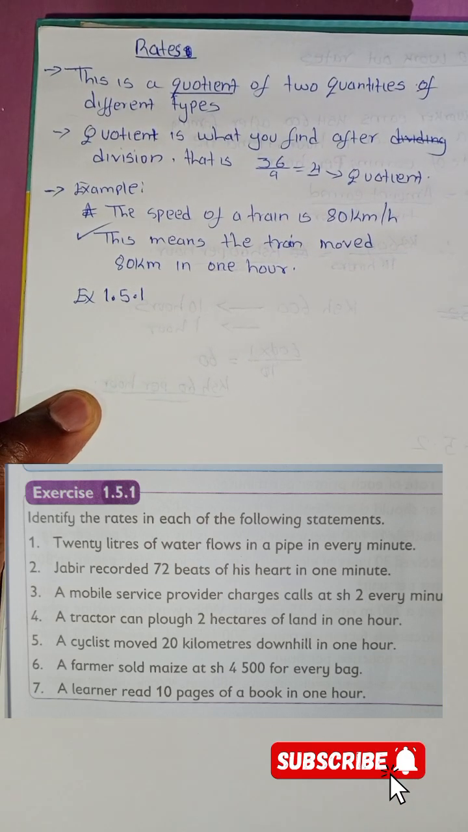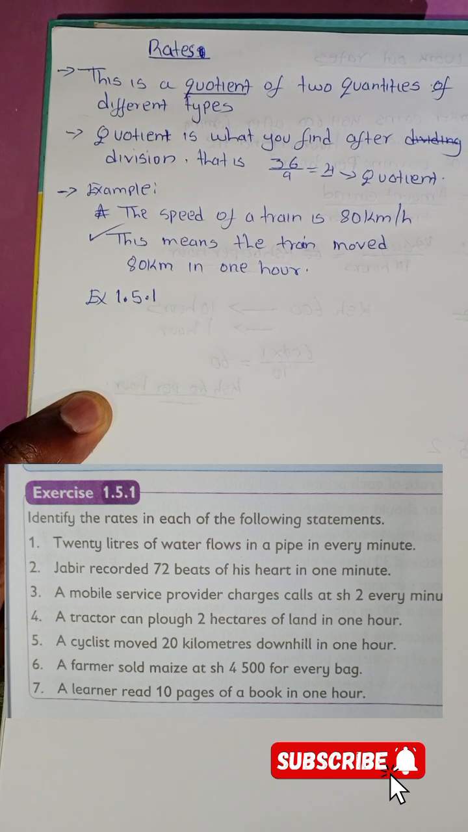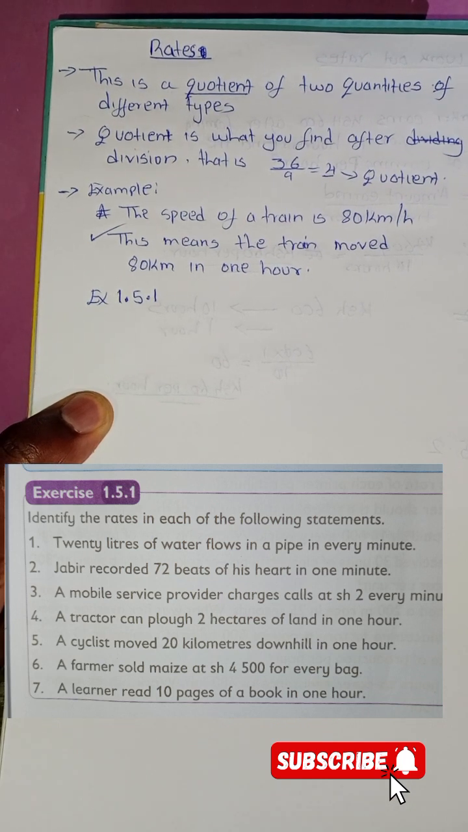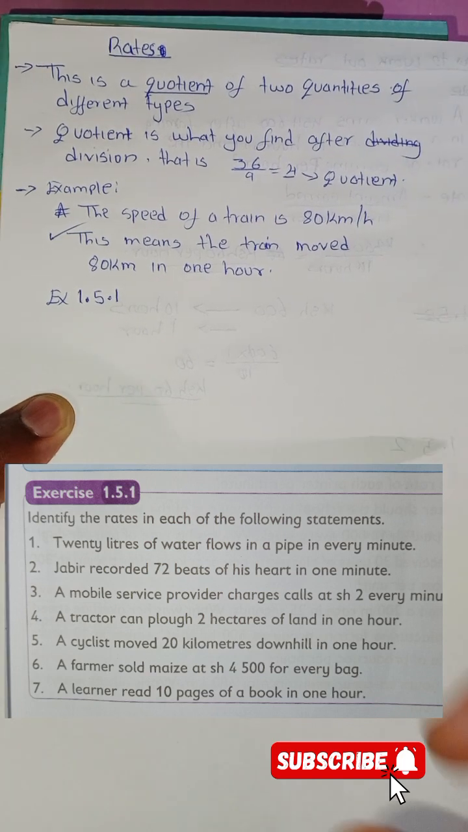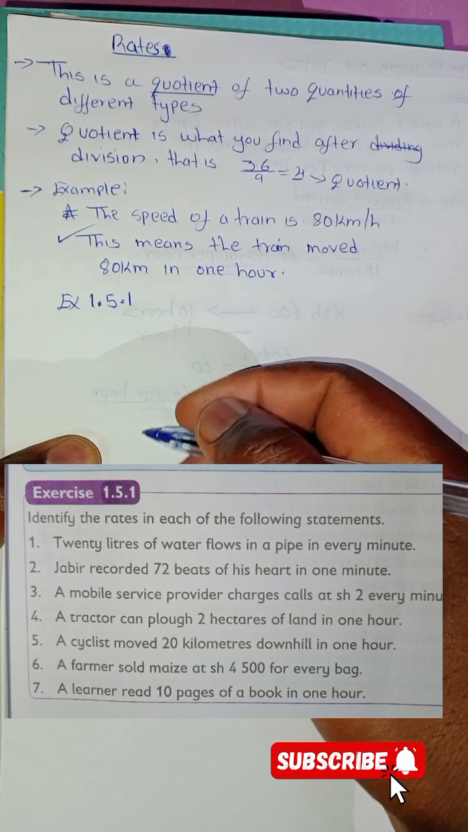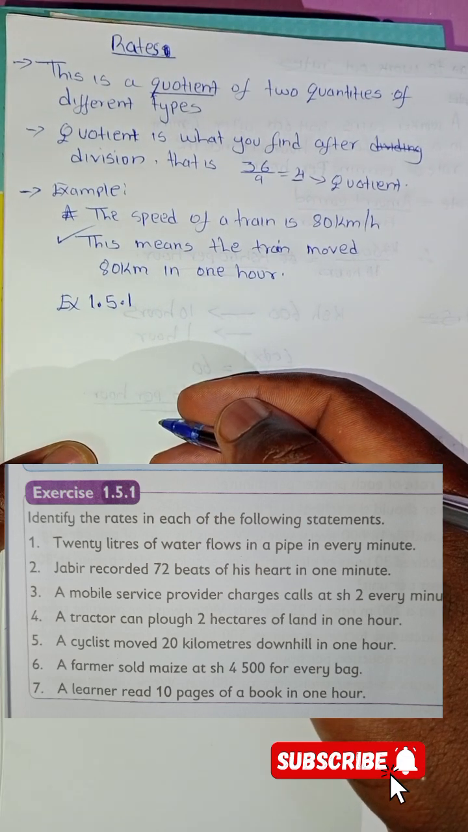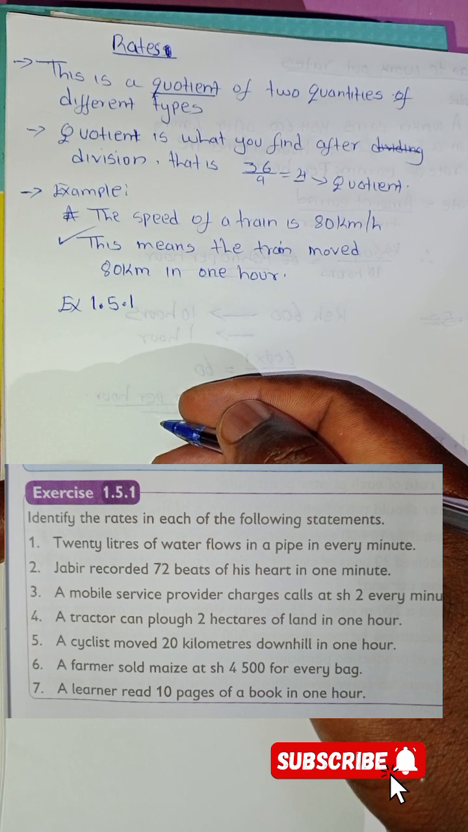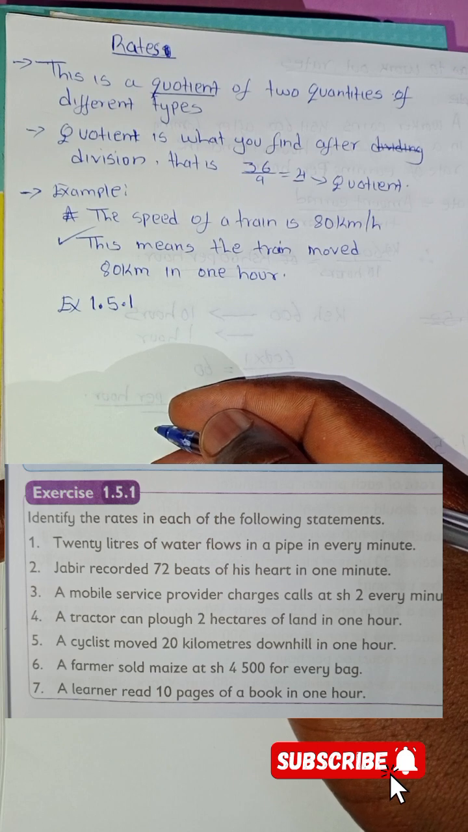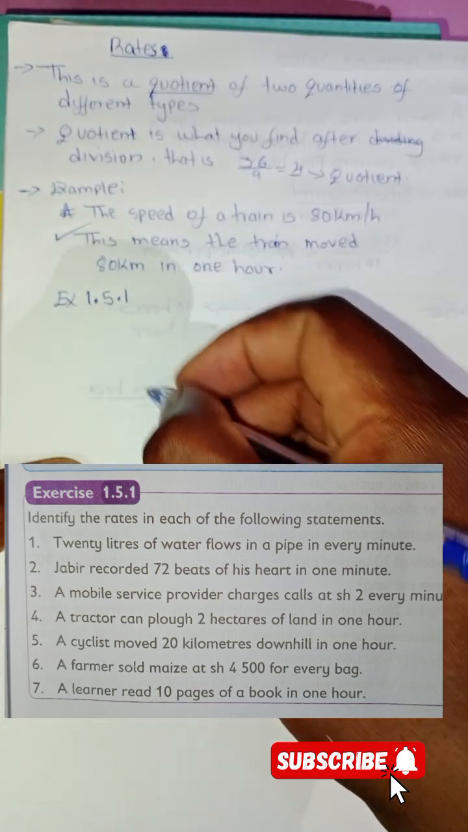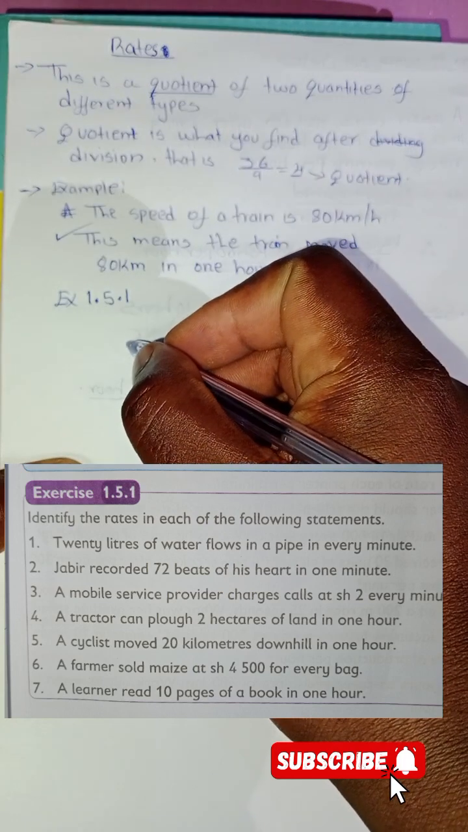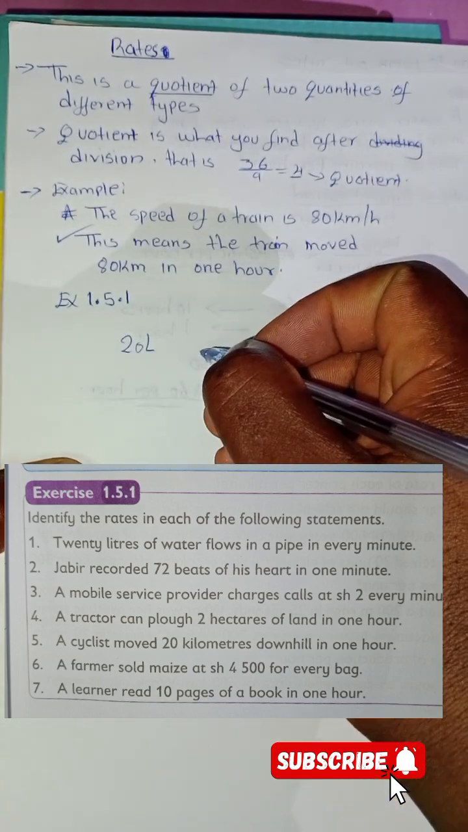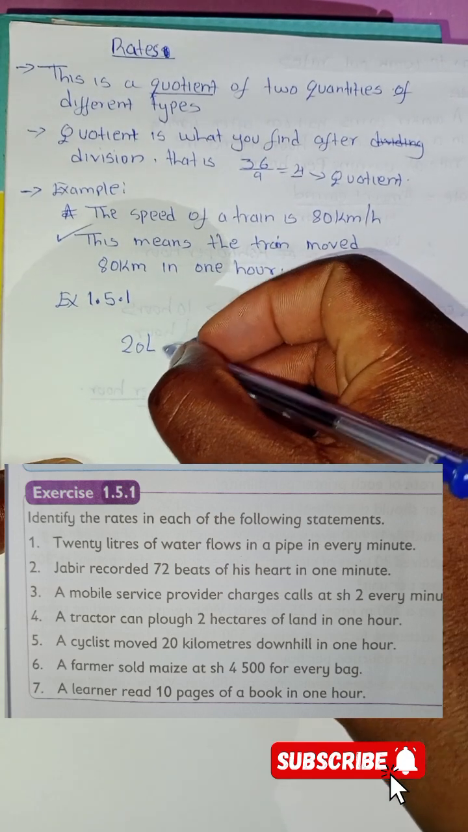After knowing that, you are supposed first to do, in our book, Masters, exercise 1.51, where our first question is to identify the rates in each of the following statements. The first statement is: 20 liters of water flows in a pipe every minute. So the rate is 20 liters flowing in a pipe per minute.